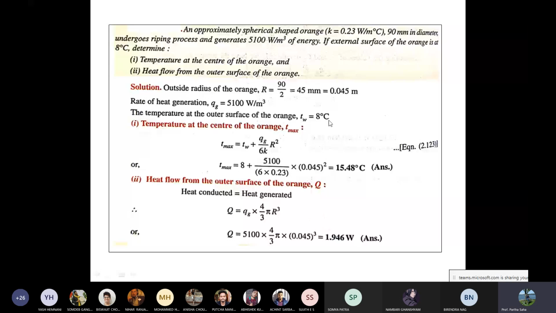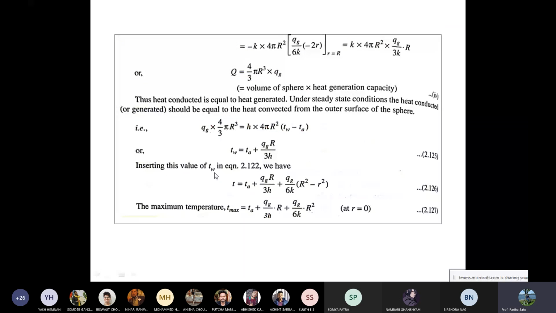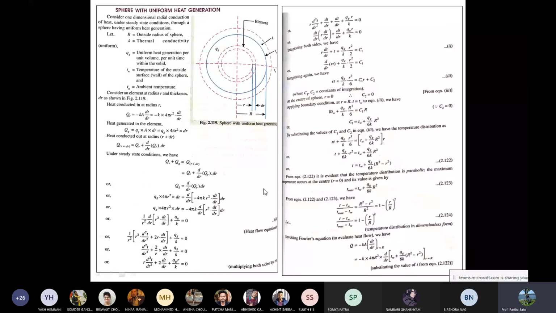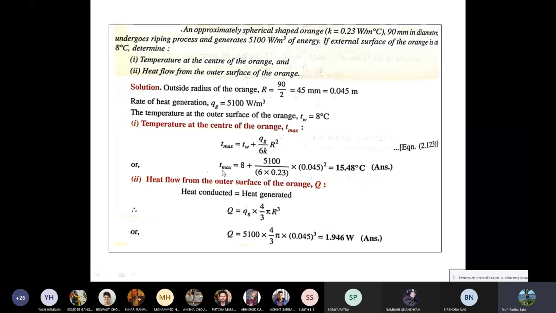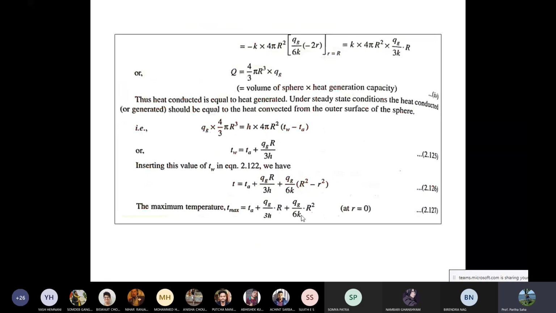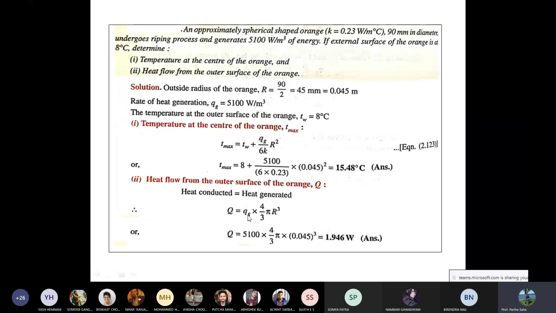To determine the maximum temperature, you just put in this formula: Tmax equal to Tw plus qg/6k R squared. This is the formula, right? Tmax equal to Tw plus qg/6k R squared. So Tmax you get 15.4. The heat flow from the outer surface of the orange is simply qg into 4/3 pi R cubed. This formula: qg known, R known, all the parameters known, 21.961. That's all.